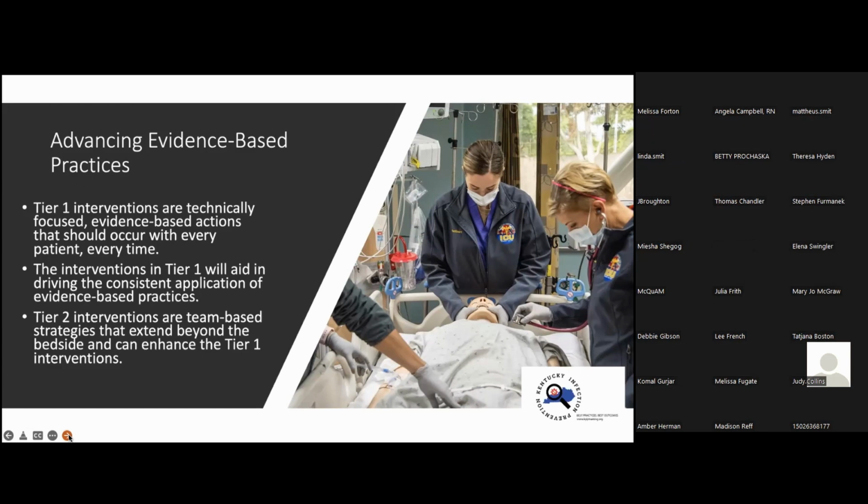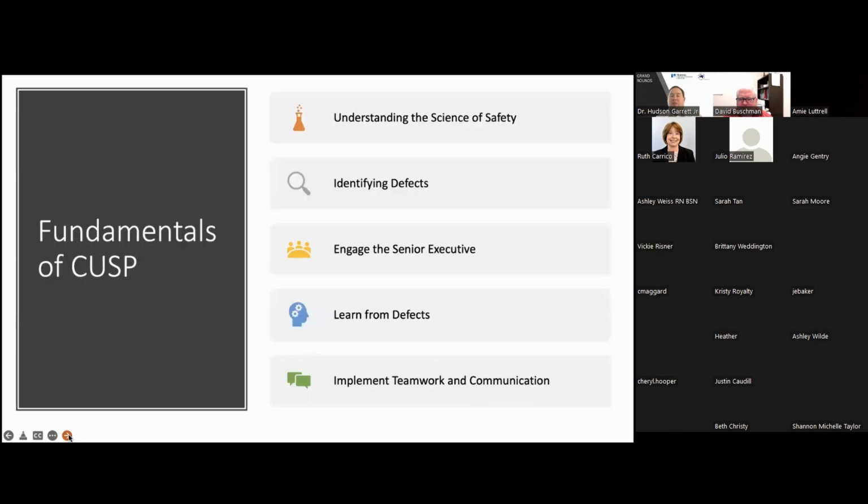And Tier 2, which I think are extremely important, are more of those team-based interventions. So things like the Comprehensive Unit-based Safety Program and the use of TeamSTEPPS, a multidisciplinary communication tool, that are going to allow us to be successful with these programs long-term. Because again, it's not just focusing on one particular thing for a short period of time, but how do we make these part of our overall core practices for infection prevention.